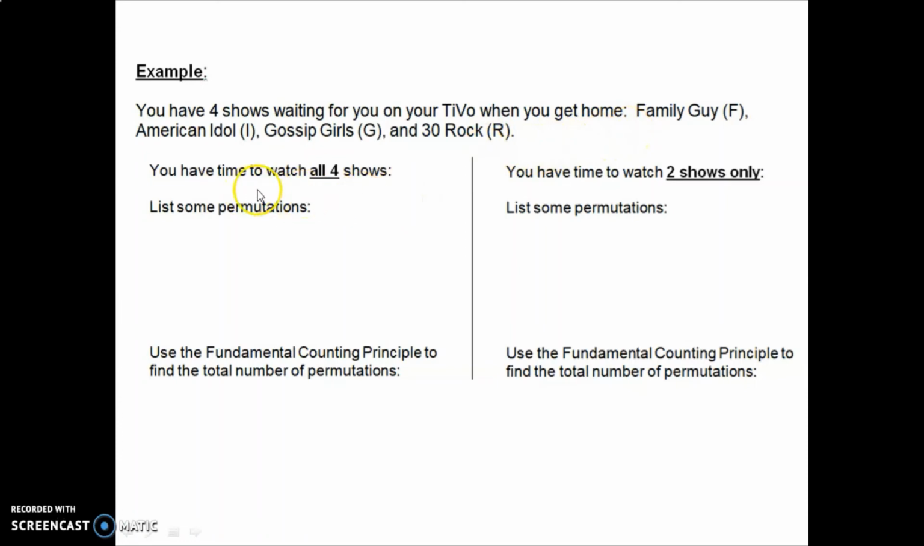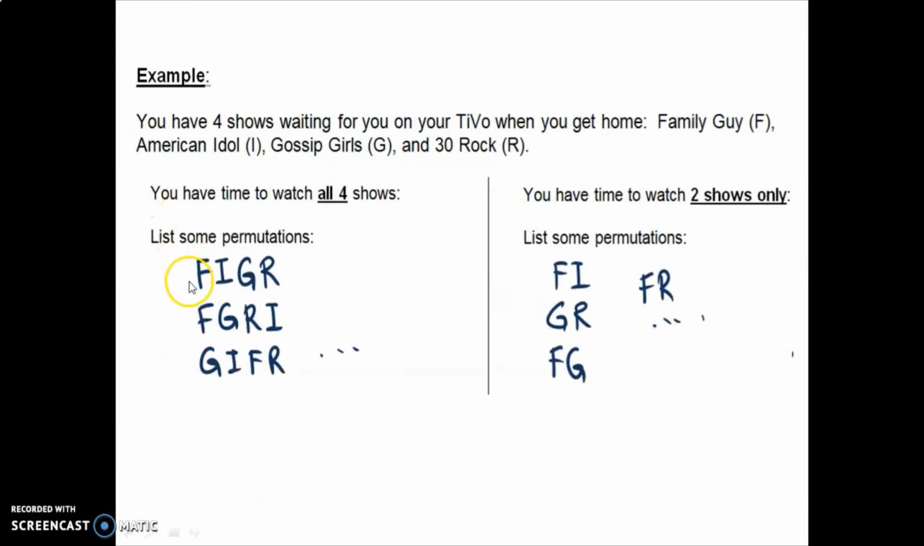All right, you have time to watch all 4 shows. List some permutations. Again, a permutation is a selection of items where the order is important. So some permutations of this would be this, for example.